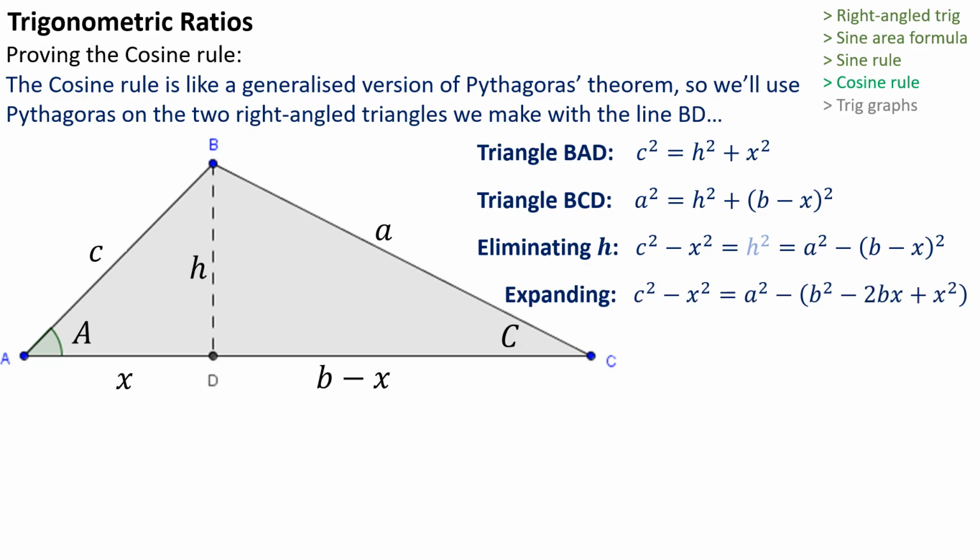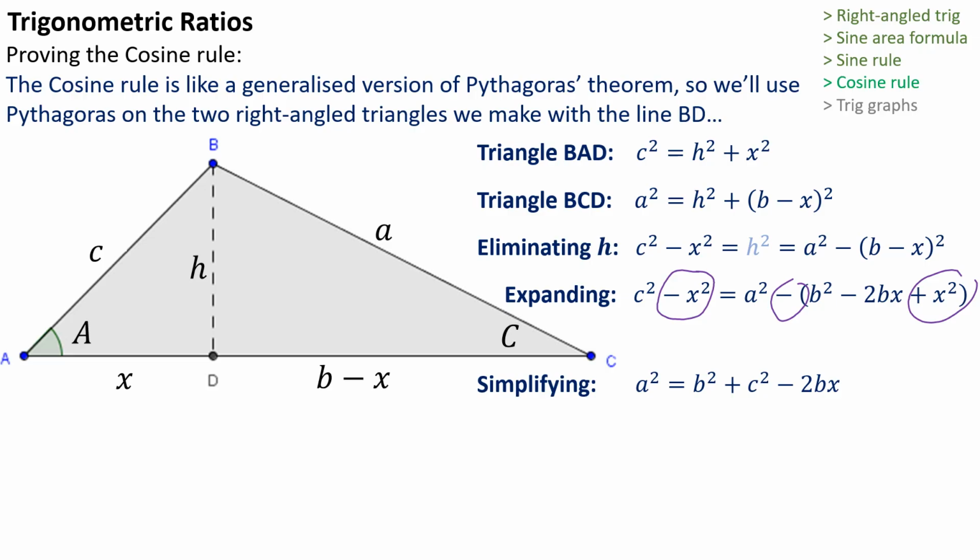We can do a bit of simplifying and expanding. So we can square the (b minus x) bracket, and then we need to take it away from a squared, and that will be equal to c squared minus x squared. Some things are going to cancel straight away. If you look carefully at that bracket on the right, we're taking away b squared, we're adding 2bx, and we're subtracting x squared. Well, we've got a minus x squared here, and we've got a minus x squared in here, so some things are going to cancel straight away.